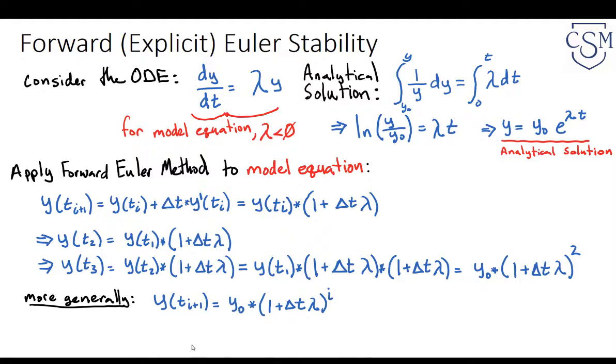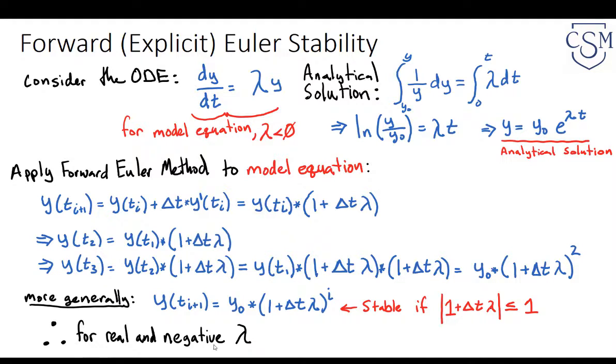Or more generally, we can say y of ti plus 1 is y naught, the initial value of y, times 1 plus delta t lambda raised to the power i. We see that this is stable if the absolute value of this term is less than or equal to 1. Therefore, it wouldn't grow with the power of i.